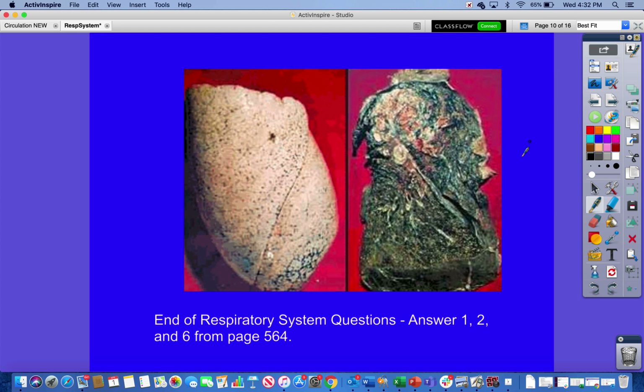Here's again another good picture of this. Here's a healthy lung and here's a not healthy lung. So you kind of see the differences in those pictures.